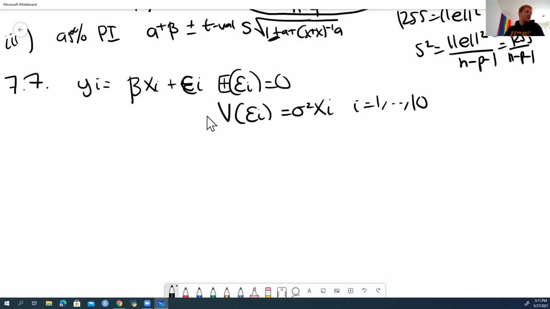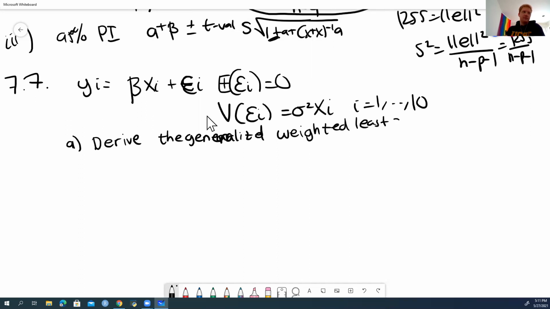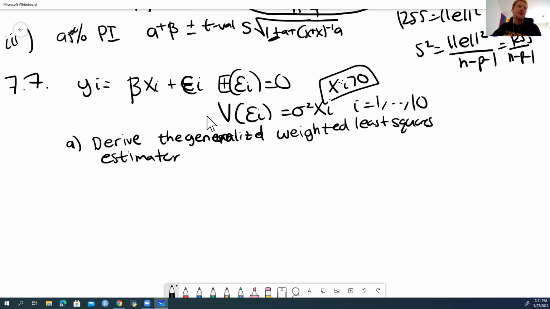So we need to find A. We need to derive the generalized weighted least squares estimator. First thing to note, and also we know that xi is greater than 0. That's going to be important in a second.